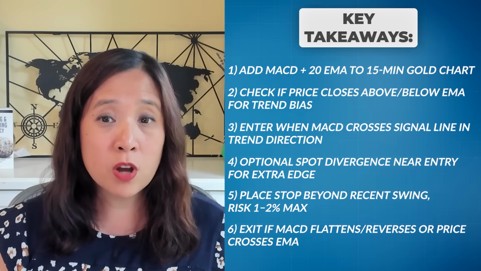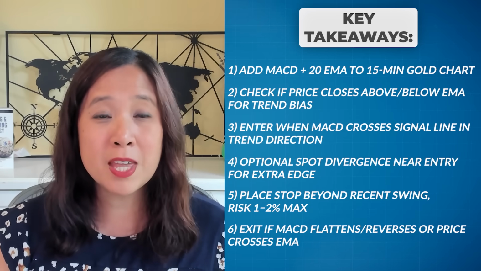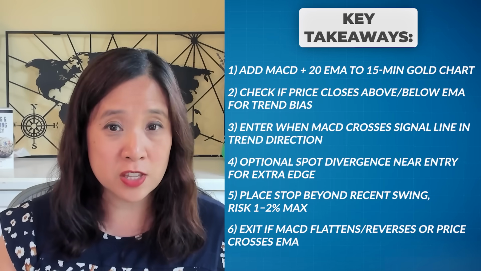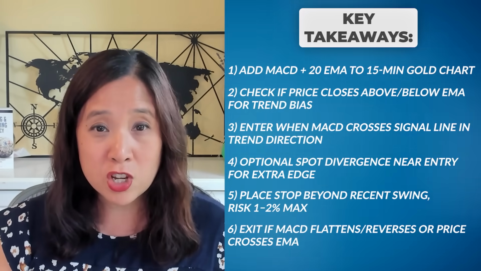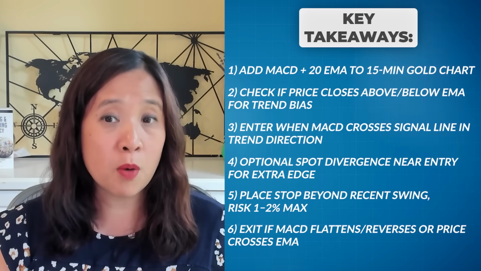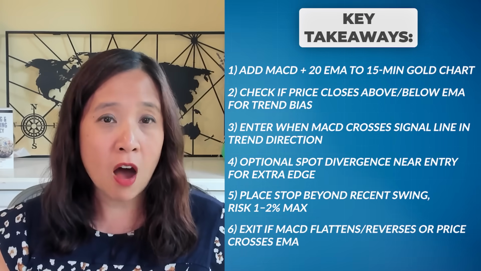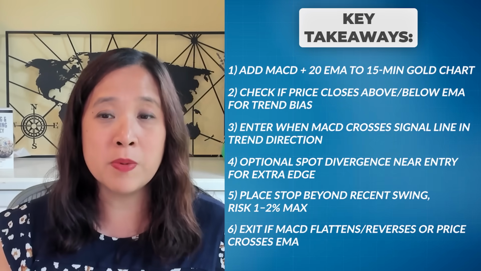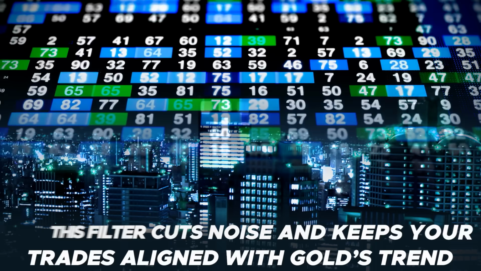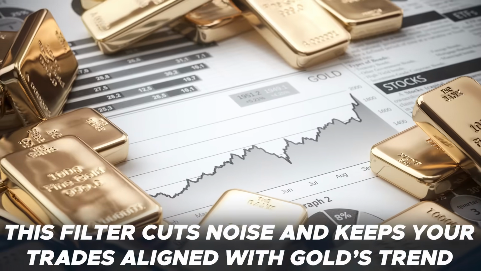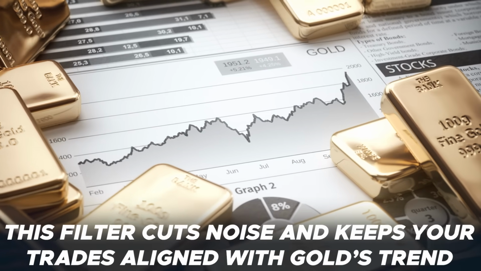The reason why this works is because it's noise reduction. The 20 MA keeps you out of choppy sideways action. You're only trading in the direction of the prevailing momentum. That's very important. And by combining two filters, trend and momentum, you focus on only the highest probability setups. This simple addition filters out noise and aligns your trade entries with the dominant trend in gold.